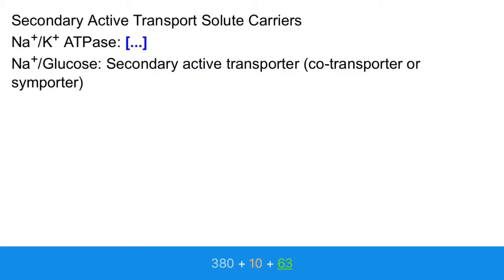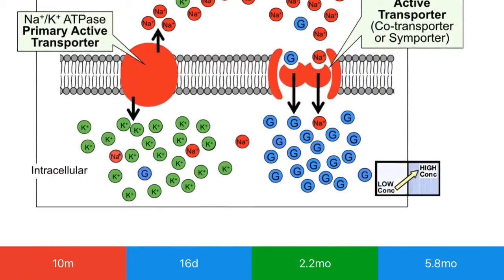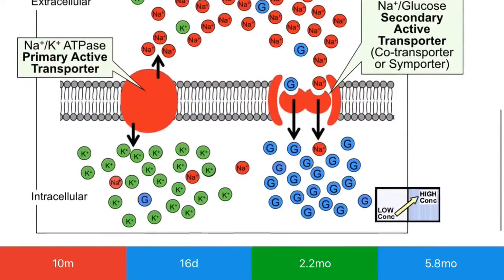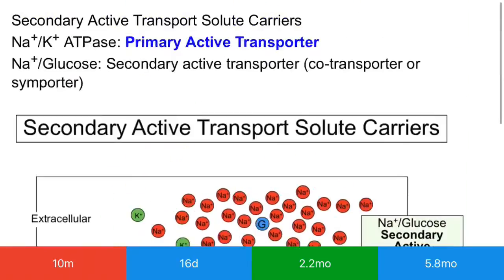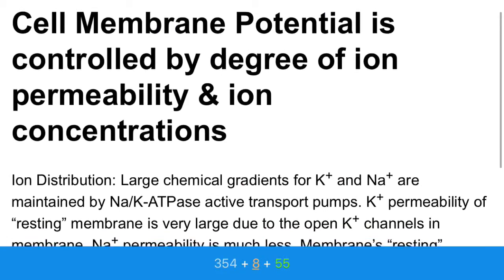Secondary active transport solute carriers. Sodium-potassium ATPase. Glucose. Right, it's primary active. Oh, I see. Yes, I did in fact know that. I just forgot what I was looking for. Secondary active transporters use the ion concentration instead of using ATP directly. So the ATP generates the ion gradient, and then the secondary active transporter uses that ion gradient to do work.